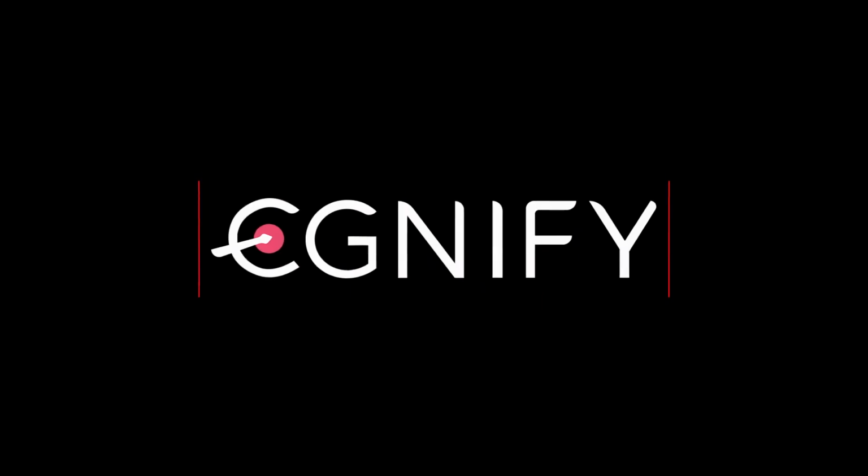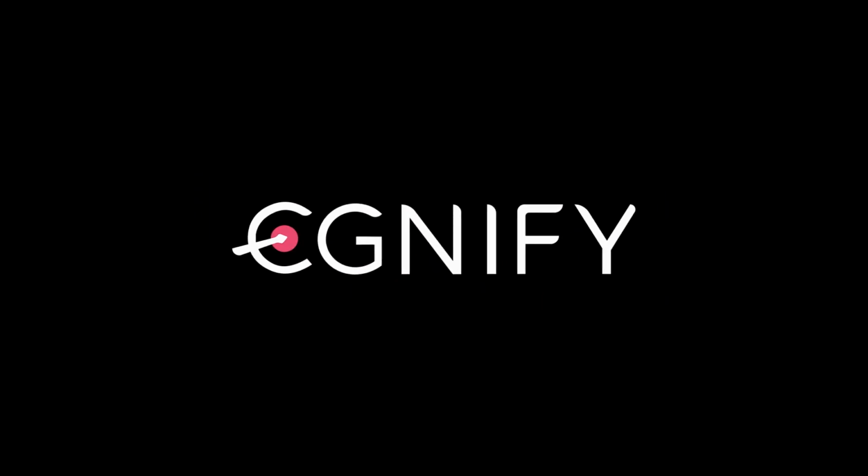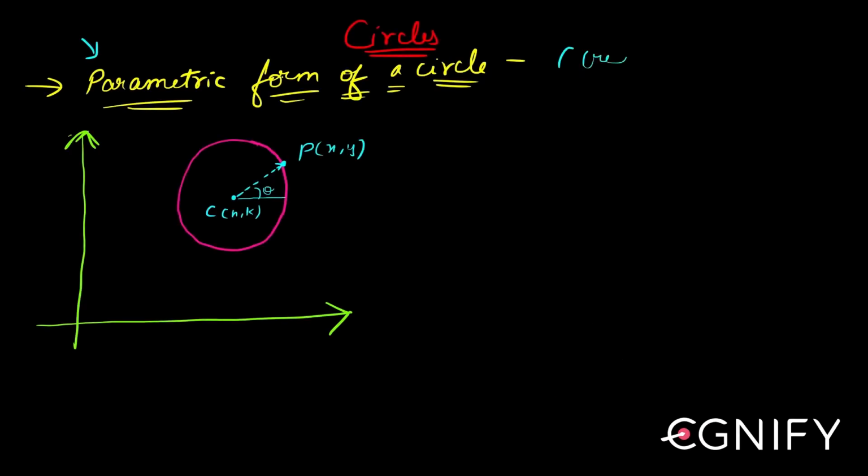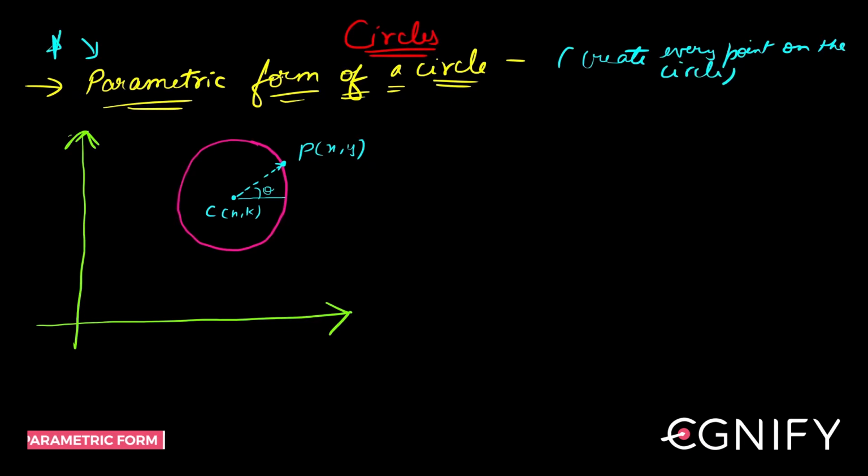So let us now look at the very important topic. It's called the parametric form of a circle. With this form, I'll be able to create every point on the circle. Just like the parametric form of a line, this is also one of the most powerful ways of representing a circle, and one of the most useful ways, because you'll be able to create any point that you want on the circle.